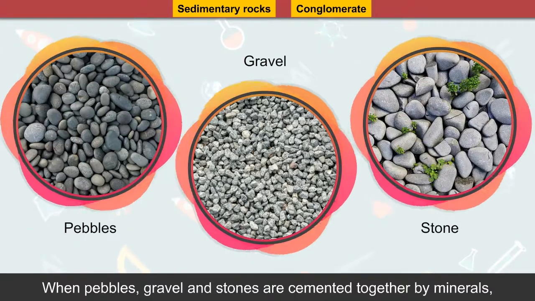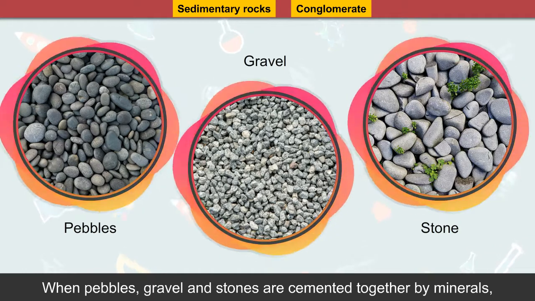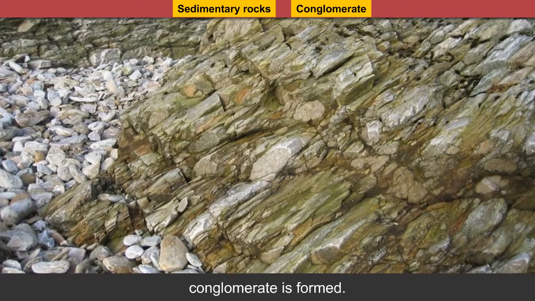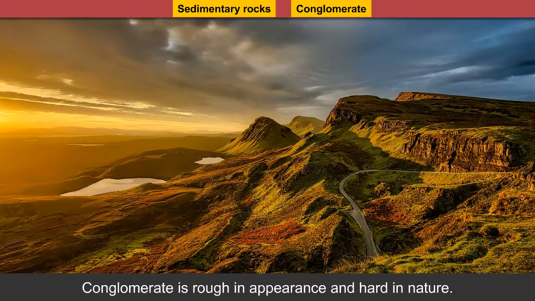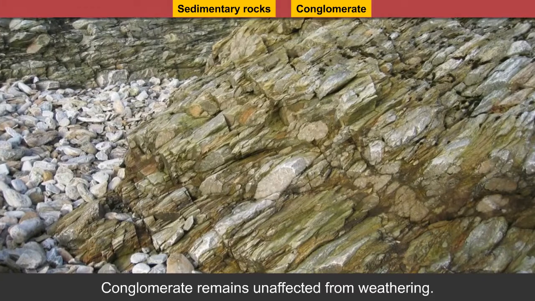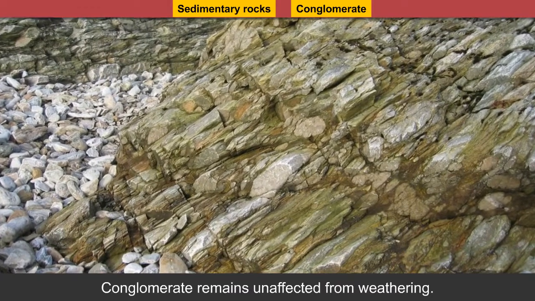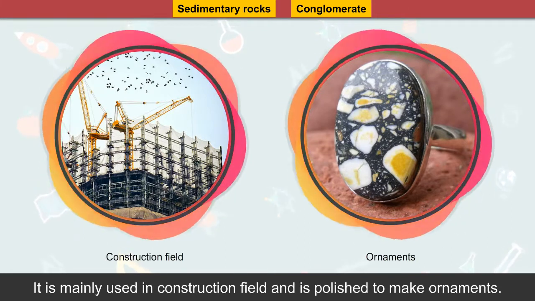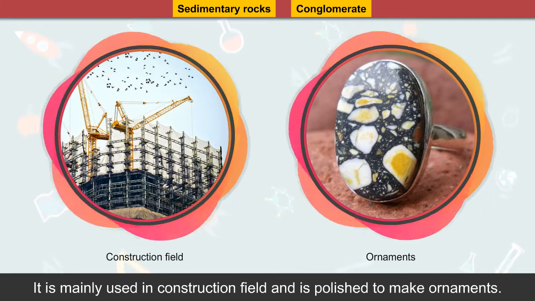Conglomerate. When pebbles, gravel, and stones are cemented together by minerals, conglomerate is formed. Conglomerate is rough in appearance and hard in nature. Conglomerate remains unaffected by weathering. It is mainly used in the construction field and is polished to make ornaments.